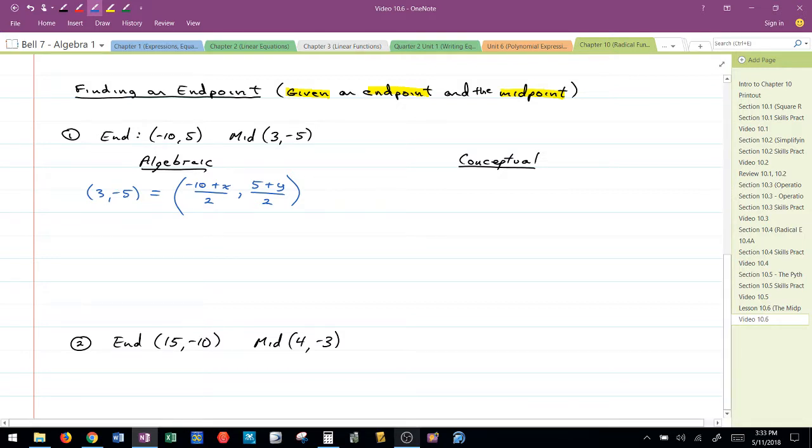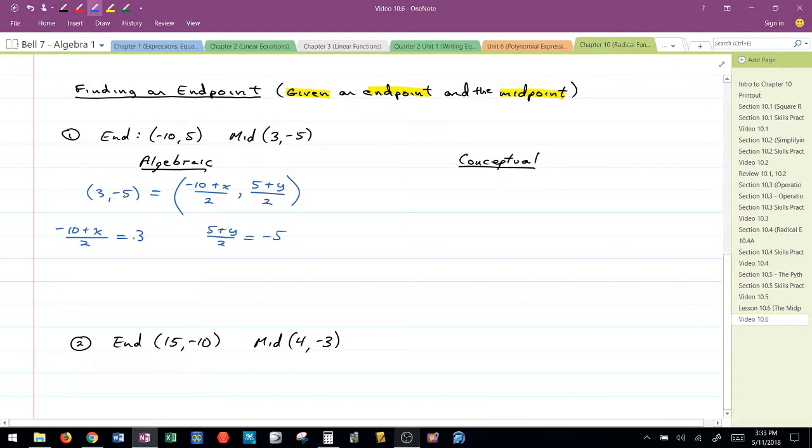So I need to figure out what's going to make this negative 10 plus x divided by 2 become 3. So let's write that down. Negative 10 plus x divided by 2. How do I make it 3? We also have to figure out 5 plus y divided by 2. How do we make that negative 5? And what that creates is two algebraic equations for us to solve.